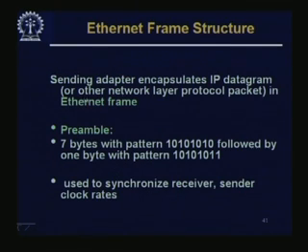The sending adapter encapsulates an IP datagram in an Ethernet frame. Preamble: 7 bytes with pattern 10101010. Please note that the 1s and 0s are alternating, and there is a reason for that, followed by 1 byte with pattern 10101011. So, these 7 bytes are called the preamble, and this last byte is the start of frame delimiter. The 7 bytes of alternating pattern are used to synchronize the receiver and sender clock rates. So, that is why we alternate the 1s and 0s.